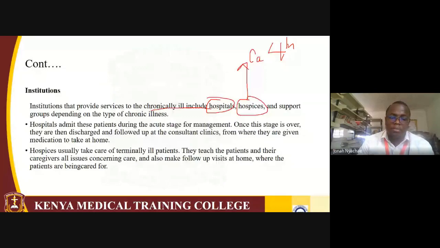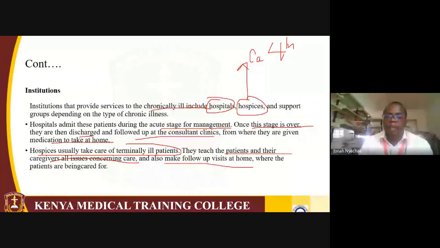So hospitals admit these patients during the acute stage of management. Once this stage is over, they are discharged and followed up in consultant clinics, and from there they can be given medication to take at home. Hospice usually takes care of terminally ill patients, where they teach the patient and their caregivers all issues concerning care, and also make follow-up visits at their home where patients are being cared for. So hospice, hospital, and also specialized clinics are available.